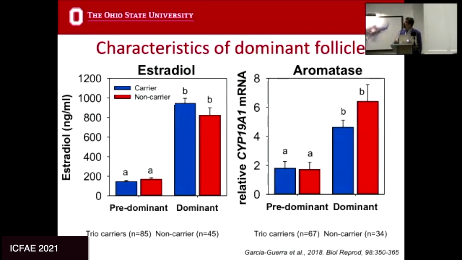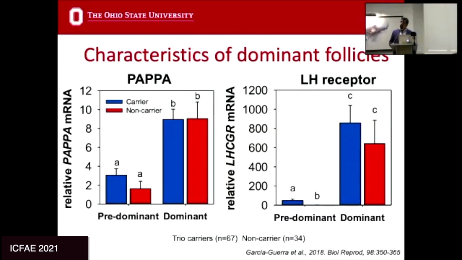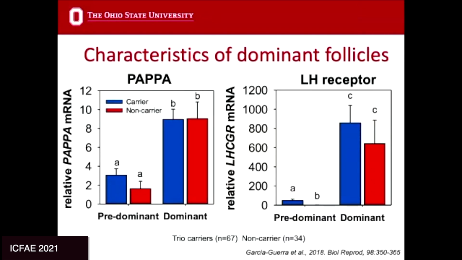And then the same with aromatase: as you would expect, there's an increase in the expression of aromatase, which leads eventually to the increase in estradiol. And again, no difference between the two genotypes at either the predominant or the dominant stage. We also looked at PAPPA, which, if you remember from one of the talks yesterday, is an IGF binding protein protease that has been associated with the acquisition of dominance. And we see again that it increases from the predominant to the dominant stage.